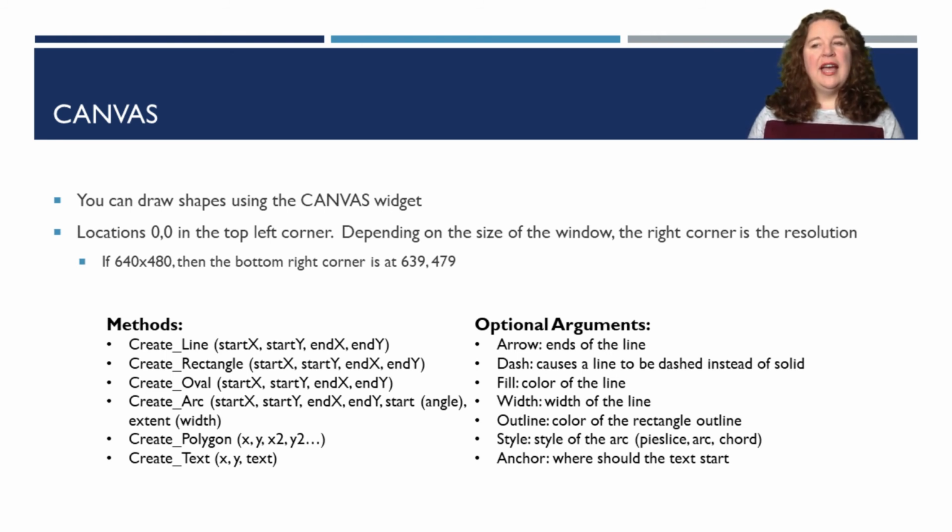An arc asks for a starting angle and an extent. So how long do you want to make it, and what do you want the angle to be? So these are aspects that you can put into the arc. And an arc also gives you the option of a style.